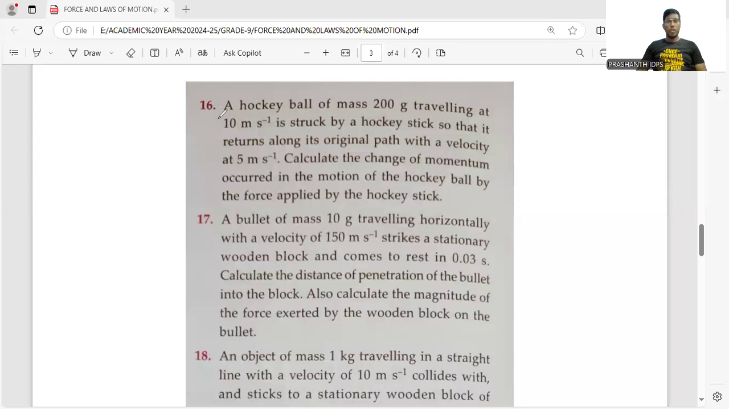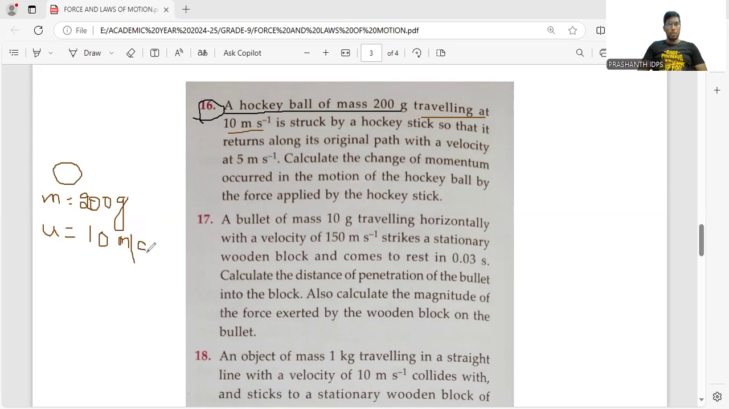Hello everyone. Let us discuss the 16th question. The question is: a hockey ball of mass 200 gram. Let us imagine that this is a hockey ball, and the mass of the hockey ball is given. Mass of hockey ball is equal to 200 grams, traveling at 10 meter per second. So initially it is traveling with the speed 10 meter per second. Let us consider the initial velocity u is equal to 10 meter per second.